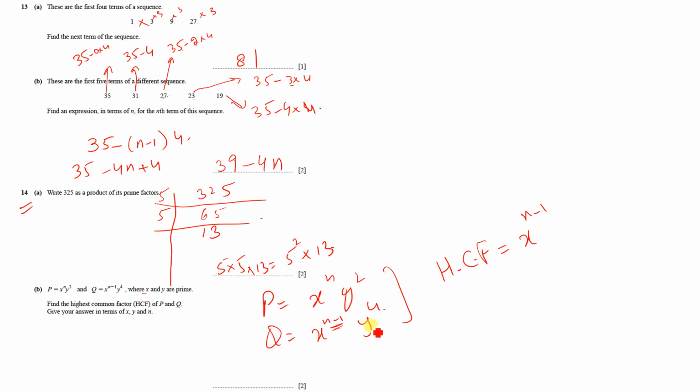Similarly, we have y squared and y to the power 4. So 2 is less than 4. So common factor is y squared. So this is HCF. So we can write it here. x to the power n minus 1 times y squared is the HCF.